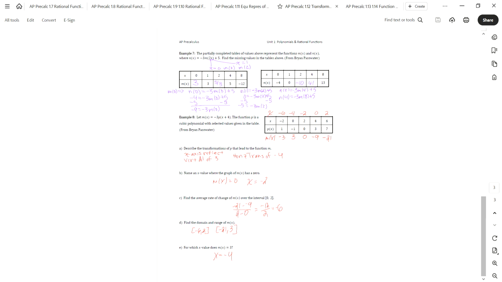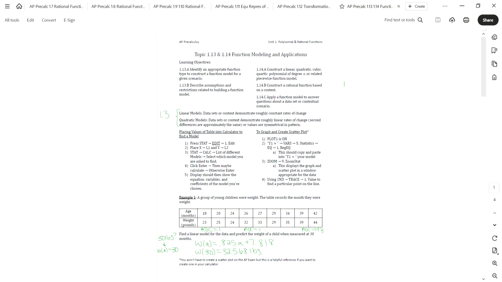So that was number 12. 13 and 14, modeling. Okay. Now, we grouped these together because there is a lot of overlap. A few things worth pointing out: you'll never have to graph and create a scatter plot on the AP exam. But you will sometimes have to make a model to answer a question.